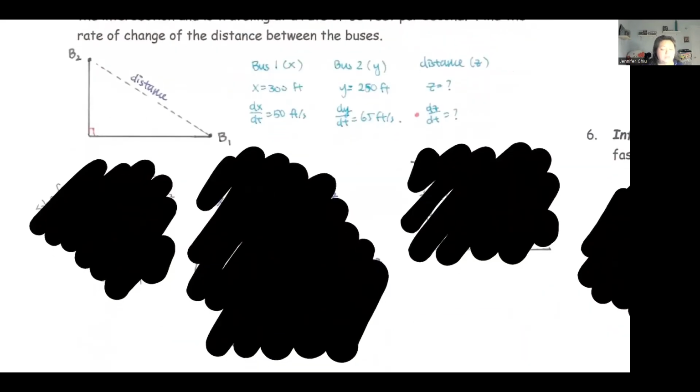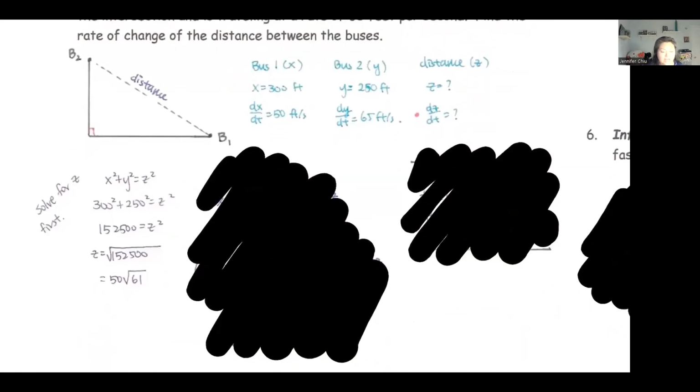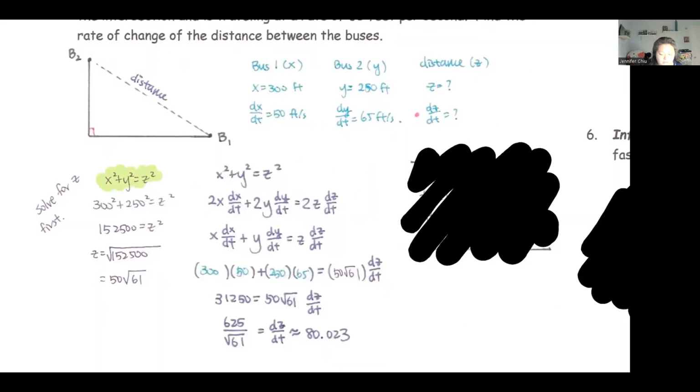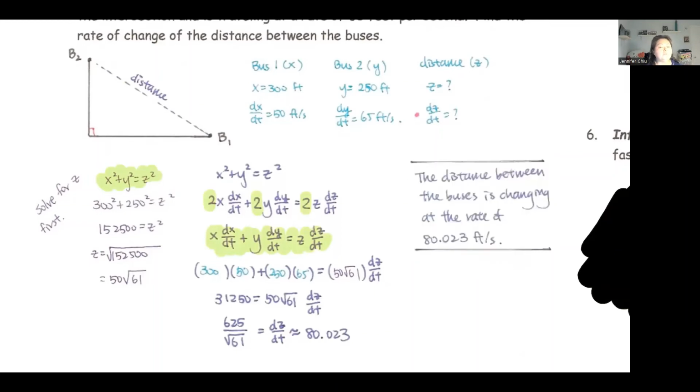So same as before, we're going to use the Pythagorean theorem to solve for z first, okay? And then I'm going to use the Pythagorean theorem formula again, take the derivative and see where I can go from there. When you take the derivative, you notice that there's a 2 on every single term. You could reduce that out, hence my next line here of a very clean equation. And I plug everything I know in so I can finally solve for the rate at which the distance is changing. And that is approximately 80.023 feet per second.